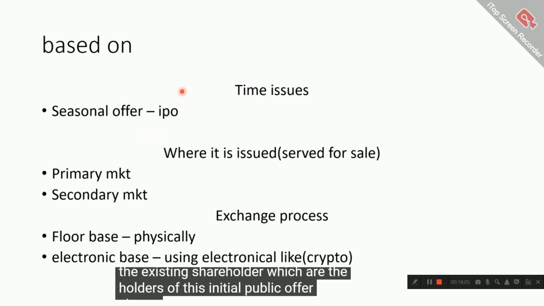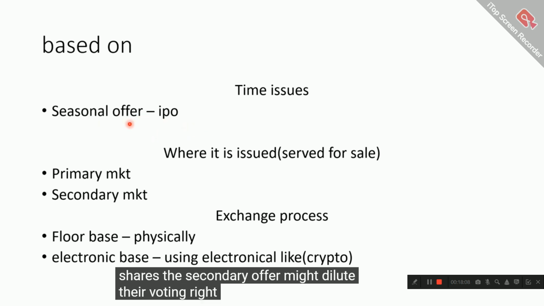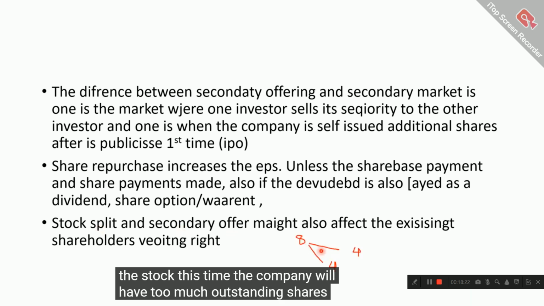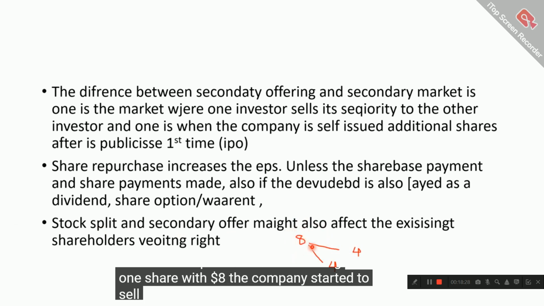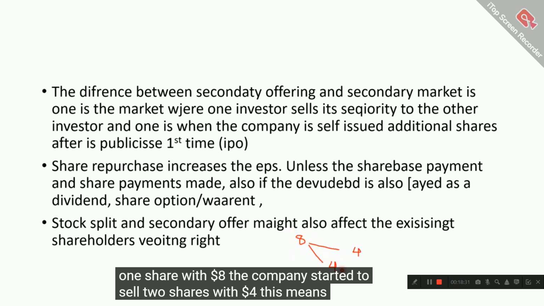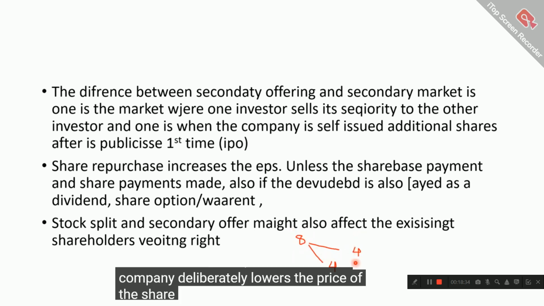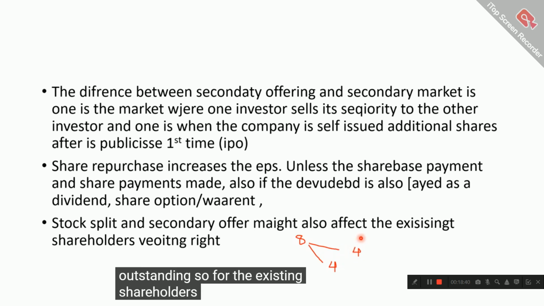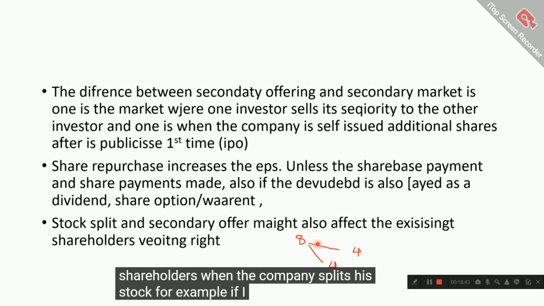Stock split can also affect them, because a stock split is splitting the stock. This time the company will have too many outstanding shares but at a lower price. Rather than selling one share at $8, the company starts to sell two shares at $4. This means the company deliberately lowers the price of individual shares, however, increases the number of shares outstanding. So for the existing shareholders, when the company splits its stock, for example, if I have one stock valued at $8, the company will give me one additional stock, because when the split happens, the $8 share I have now has a value of $4.